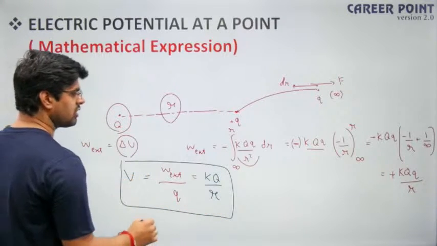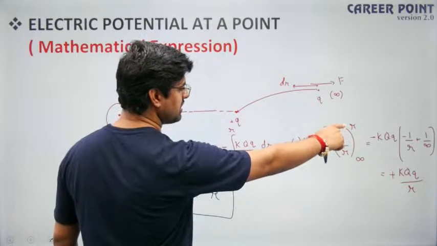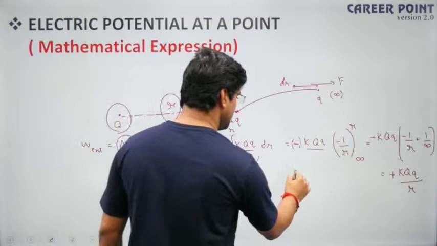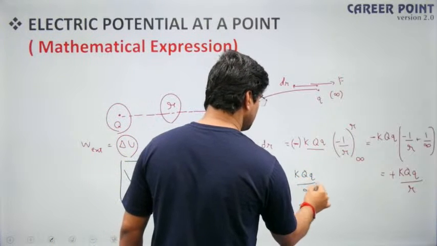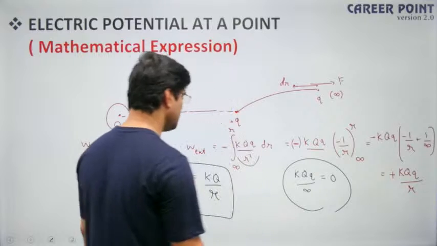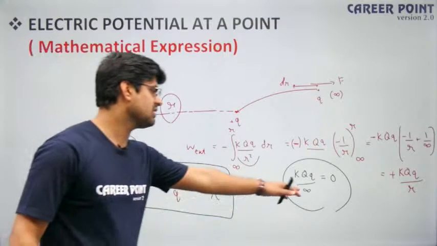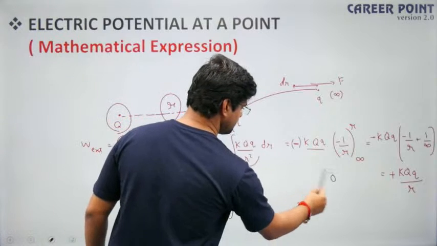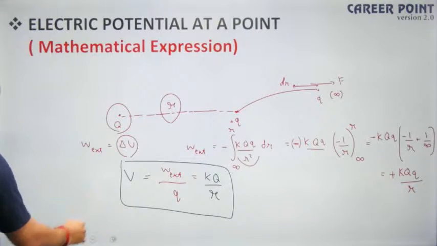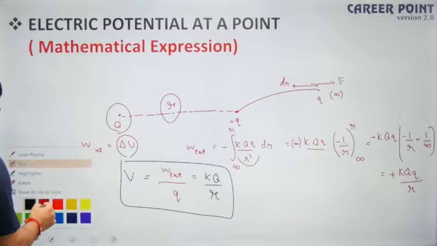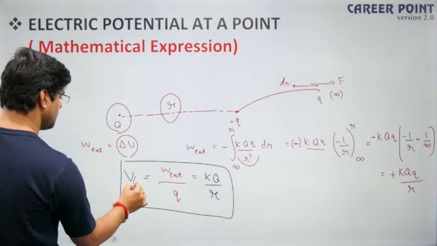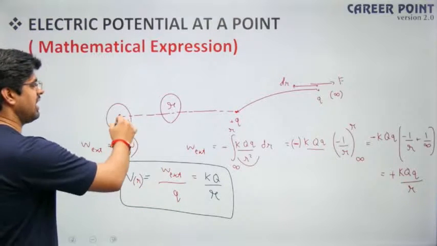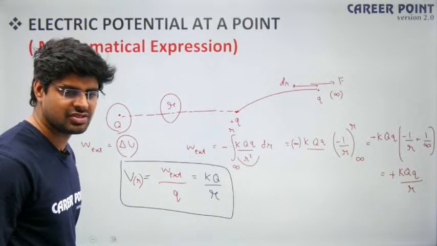Or if you don't wish to directly put this as 0, kq by infinity, here I have taken kq by infinity to be 0. 1 upon infinity becomes 0, right? So I have taken this as 0 mathematically. No problem. So this is the potential we are getting at a random position r due to a point charge. V at r is equal to kq by r, the potential due to capital Q at a distance r from this charge. Let's proceed further.